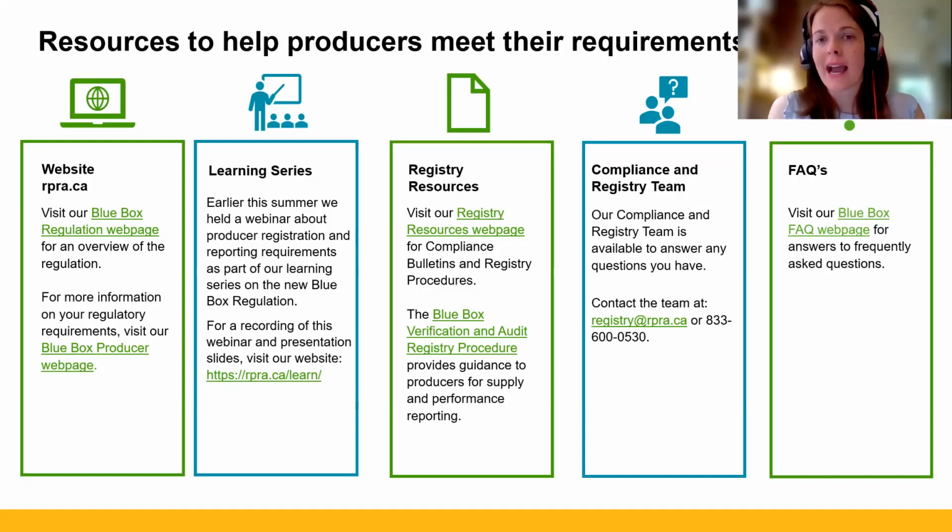You can also contact our compliance and registry team. You can reach our team at registry@rpra.ca or by phone at 833-600-0530. And finally, we have a lot of frequently asked questions on our website, and these are updated as we get questions in from producers that we're seeing are creating a lot of confusion. So we do recommend that producers check there if they have any questions that they are hoping to get answered.